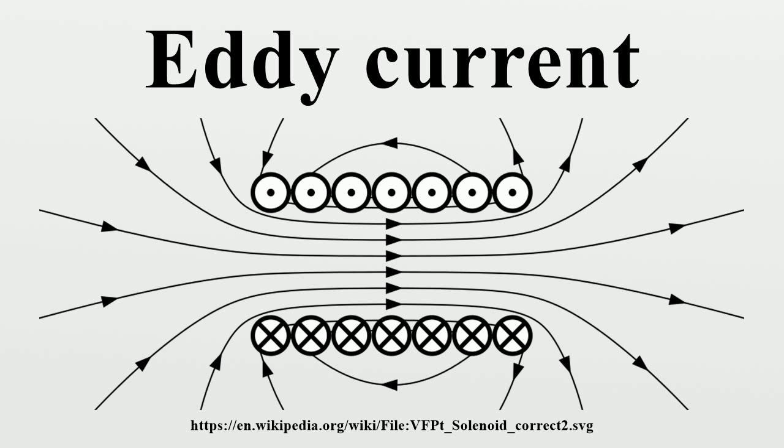In 1834, Heinrich Lenz stated Lenz's law, which says that the direction of induced current flow in an object will be such that its magnetic field will oppose the change of magnetic field that caused the current flow. Eddy currents produce a secondary field that cancels a part of the external field and causes some of the external flux to avoid the conductor.